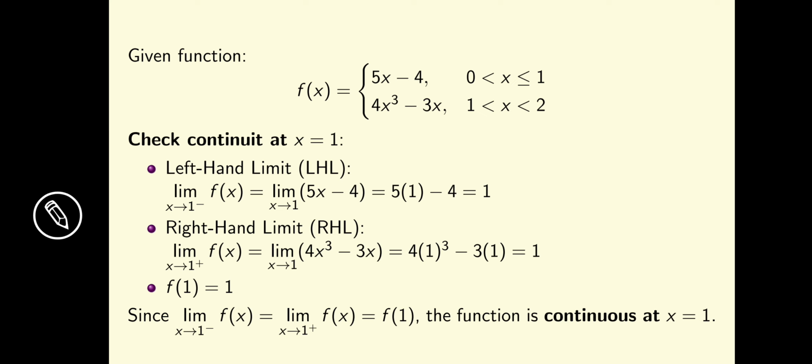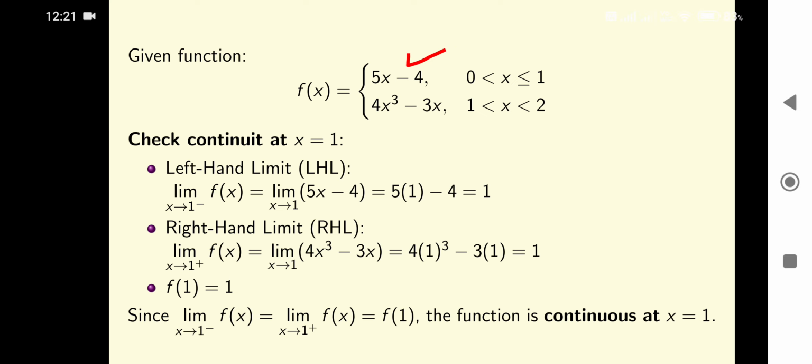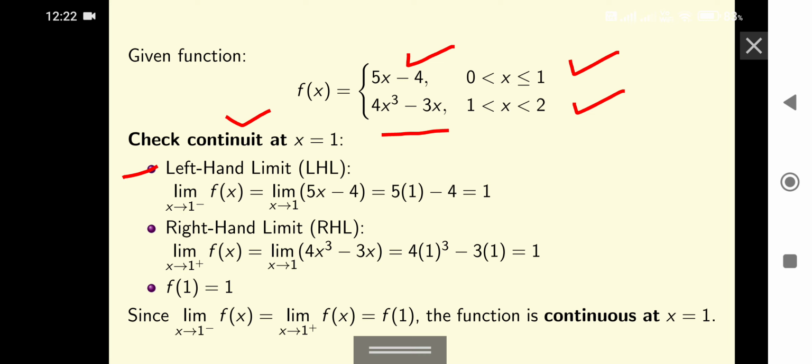Now let us see one more example. Here f(x) is given as 5x minus 4 when x is less than 1. It is given as 4x cube minus 3x when 1 is less than x less than 2. And we have to check continuity at x is equal to 1. So first we'll calculate the left hand limit. Left hand limit means x is less than 1. So we use the formula 5x minus 4 and we put x is equal to 1. Note that you have to put x is equal to 1, not minus 1. This is just a symbol to show the left hand limit. So putting x is equal to 1, we get the value 1.